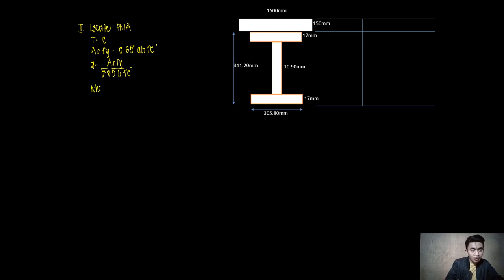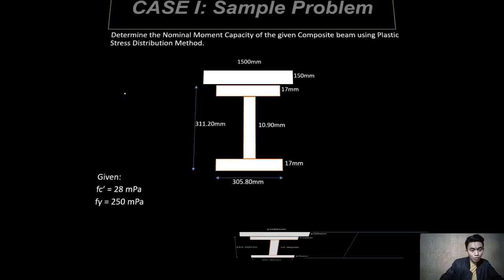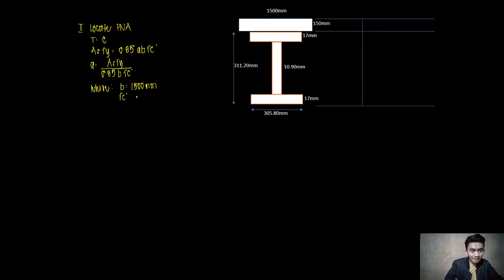Wherein, do we know the value of these quantities? So we already know the value for B, which is 1,500 millimeters. The value for Fc prime, let us go back to the problem, is 28 megapascal. Fy is equal to 250 megapascal. And then the last one, As. I need the value for As.